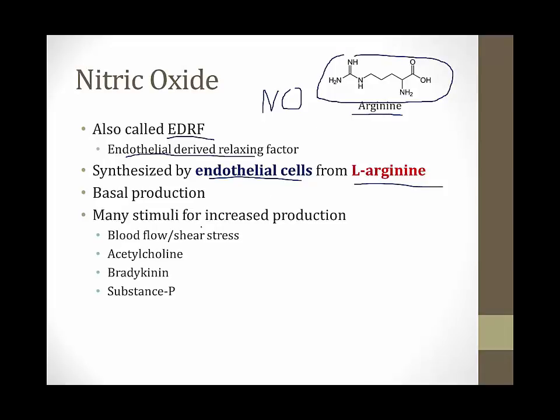At the basal level, endothelial cells always produce some amount of nitric oxide, but there are many stimuli for increased production. These include the amount of blood flow or shear stress on the endothelial cells, also other substances like acetylcholine, bradykinin, and substance P. All of these things can cause endothelial cells to make more nitric oxide.